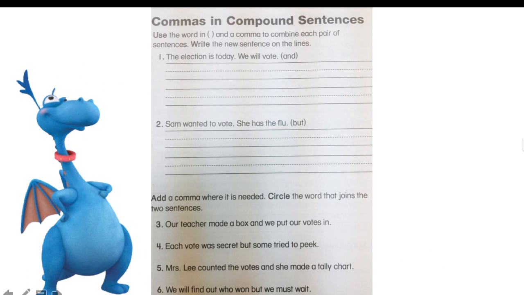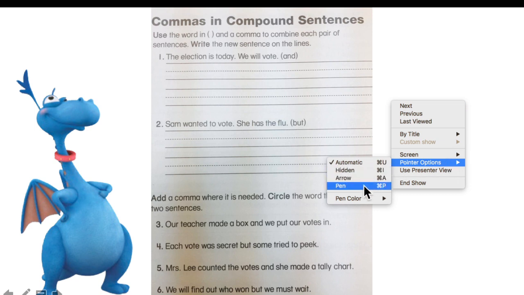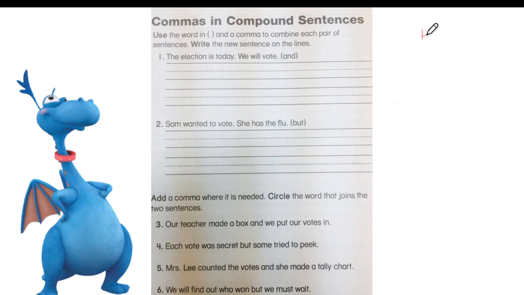Everyone, that will be page 572. Open up. Okay. Use the word in the parentheses. We will do the same thing. Add a comma to combine each pair of sentences and write the sentences on the lines.